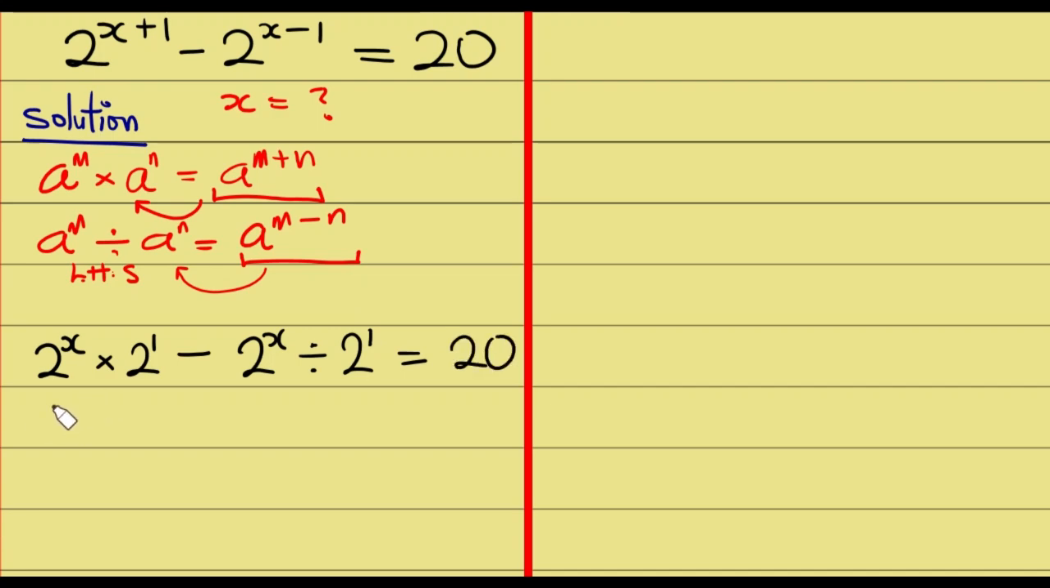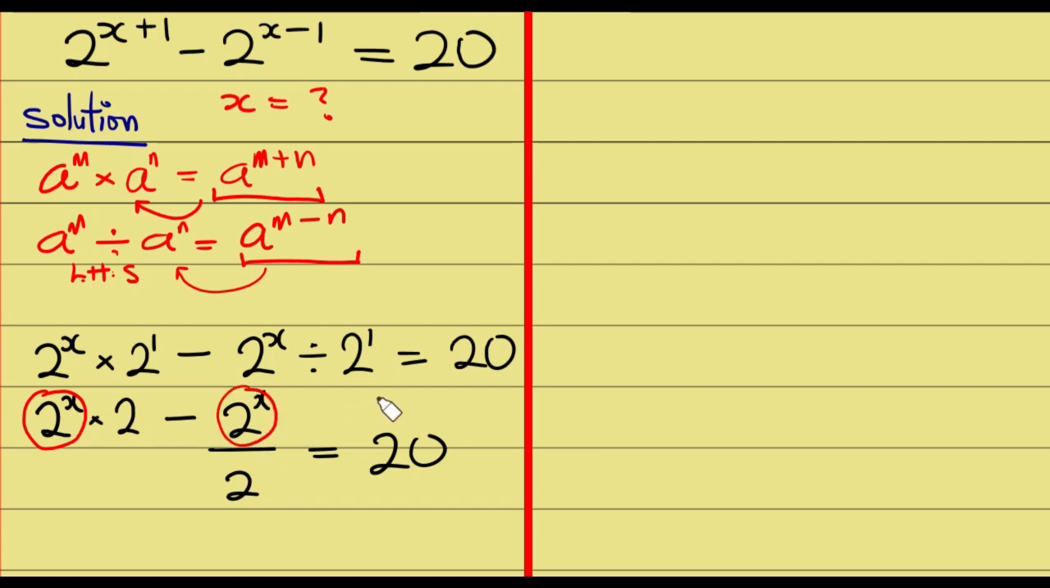If we write this, we have 2 raised to the power of x multiplied by 2, then minus 2 raised to the power of x divided by 2. This equals 20. It is obvious that 2 raised to the power of x is common here, so it can be factorized out. Therefore, we're going to have 2 raised to the power of x into bracket 2 minus 1 over 2, bracket close, all equal to 20.